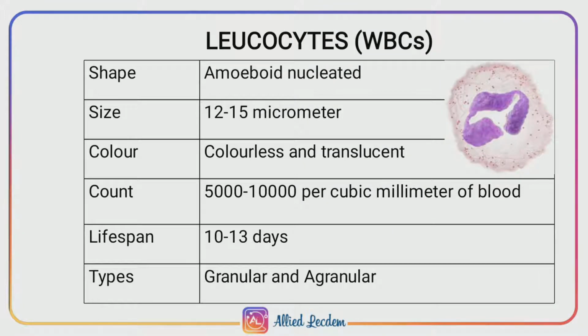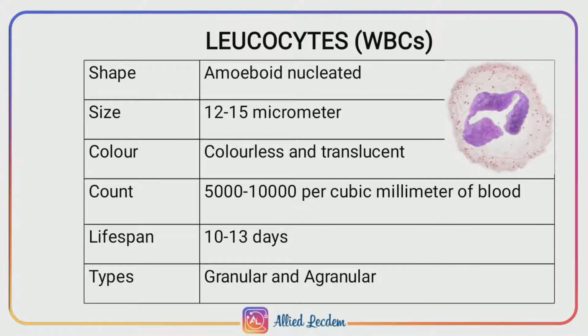Next is WBC, which is known as leukocytes. WBCs are colorless due to the lack of pigment hemoglobin. WBCs possess nuclei and other cell organelles and move in an amoeboid fashion. They are rounded or irregular in shape. An adult has an average of 5000 to 10,000 WBCs per cubic millimeter of blood.